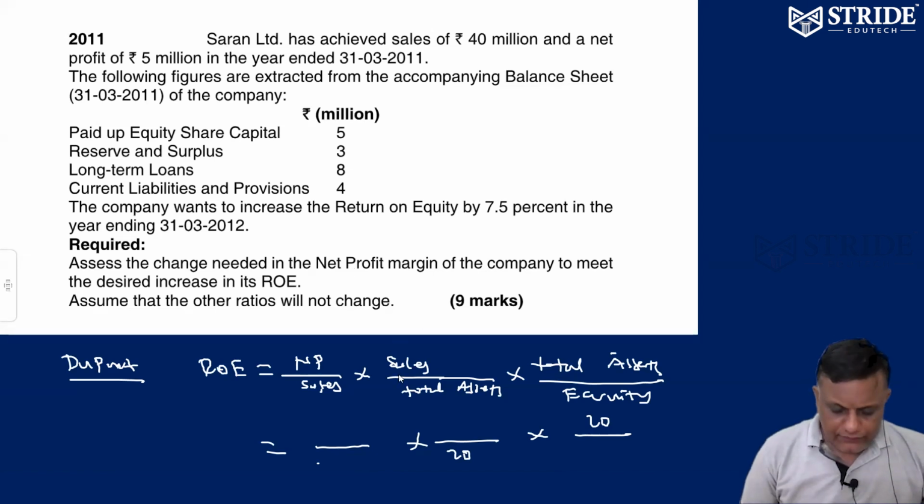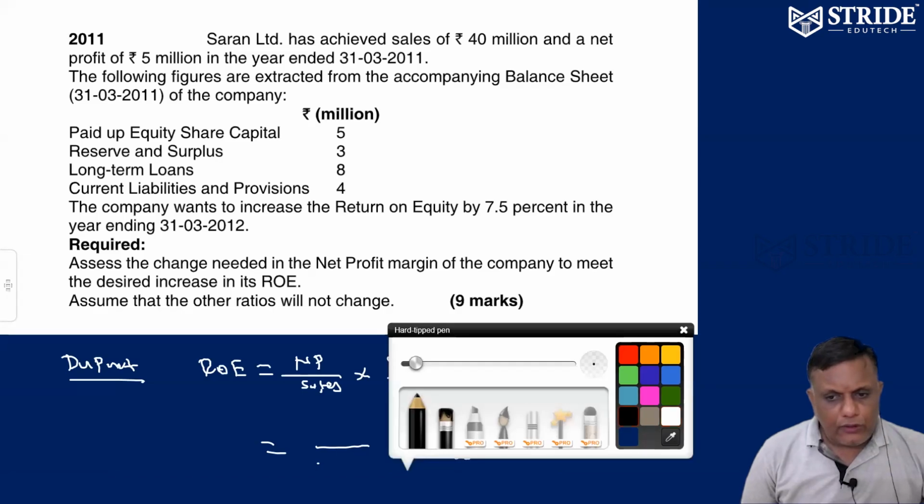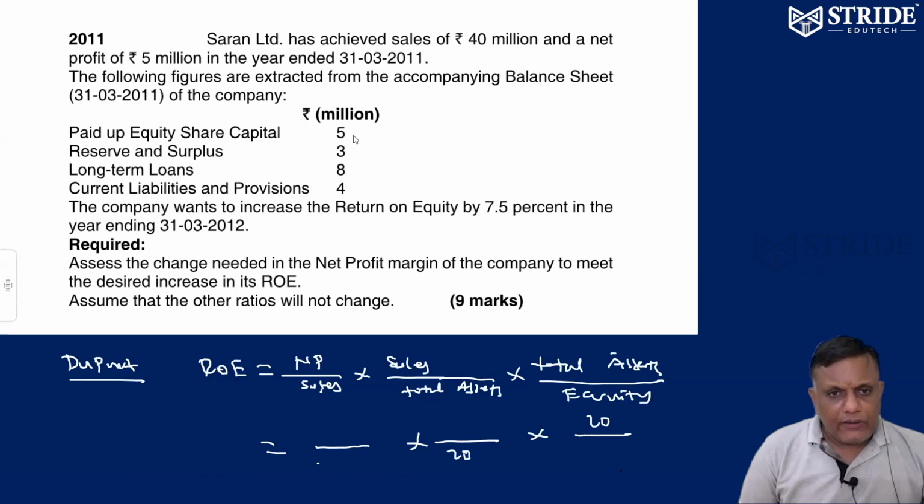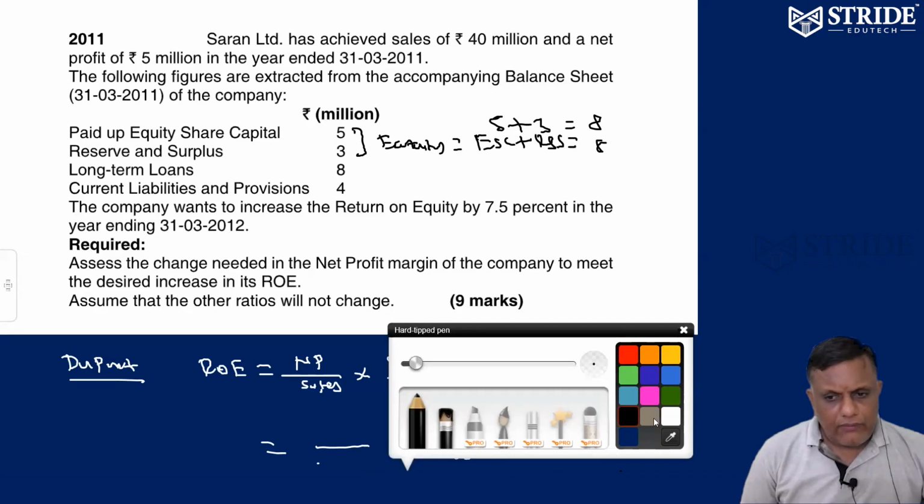What is equity? Equity is equivalent to paid up capital and reserves. That's it. This is called equity. Equity is equal to equity share capital plus R and S, 5 plus 3, that is equal to 8. So equity is equal to 8.